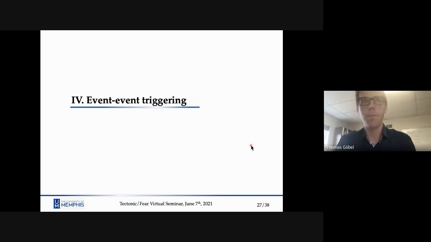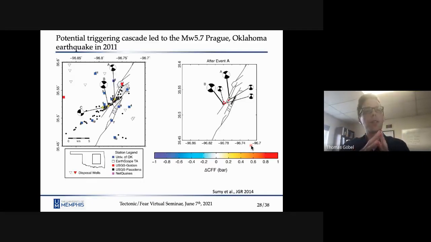So basic triggering behavior here applied to induced earthquakes. And one of the first studies that I'm aware of was by Sumy et al. in JGR in 2014, who looked at the Prague earthquakes in 2011. So it was actually a series of 3 earthquakes. The foreshock being right around magnitude 5, the main shock 5.7, and then an aftershock also close to magnitude 5. So the sequence started here.